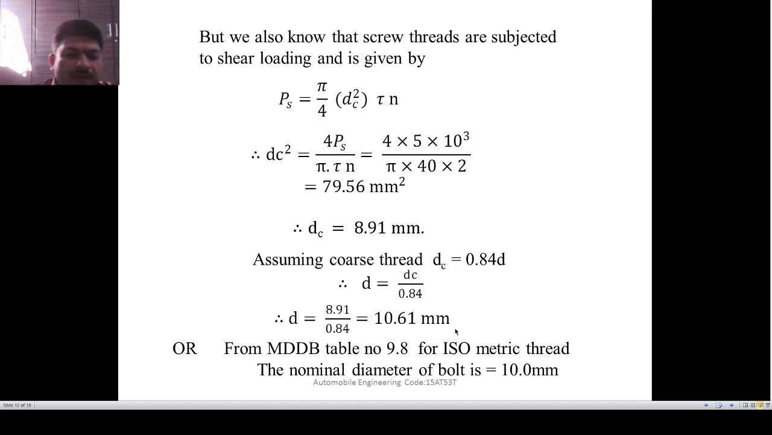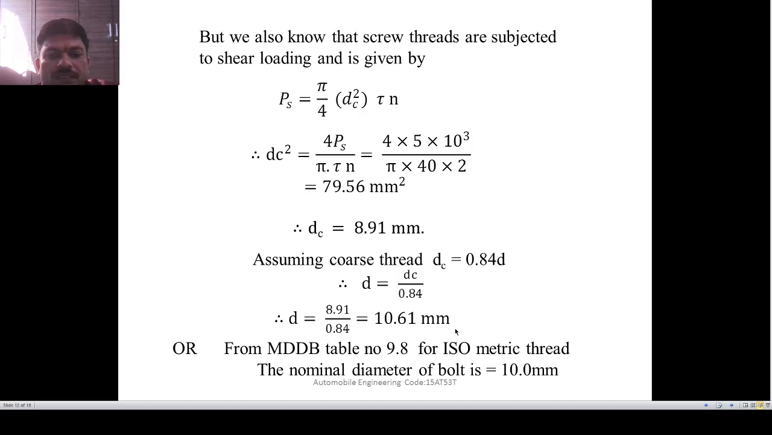So you can use any one. Here we are using both the methods, but any one method you can follow. If you are comfortable with the coarse thread equation, you can do that. Otherwise, you can also use the design data book. Okay, so this is another simple problem. Whatever we have solved here, if you have any doubt, you can just ask the question.